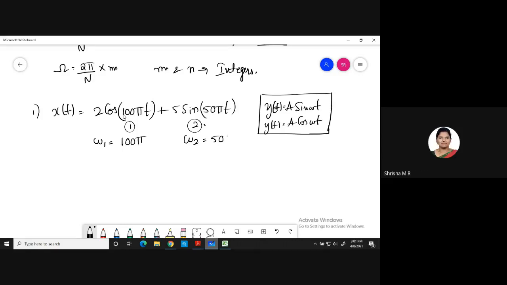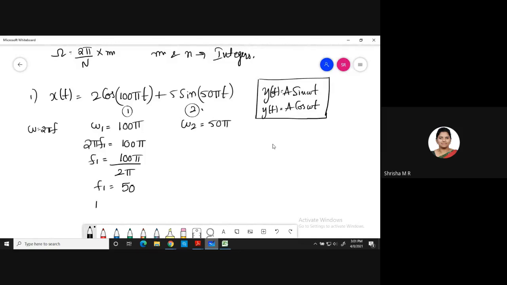50 pi. So now what you have to do is, we know omega is equal to 2 pi f, right? So I'll write 2 pi f1 is equal to 100 pi. So now what is f1? 100 pi by 2 pi. So what is your f1? 50, right? So what is T1, the fundamental period for this 2 cos 100 pi t? 1 by 50 second, correct?